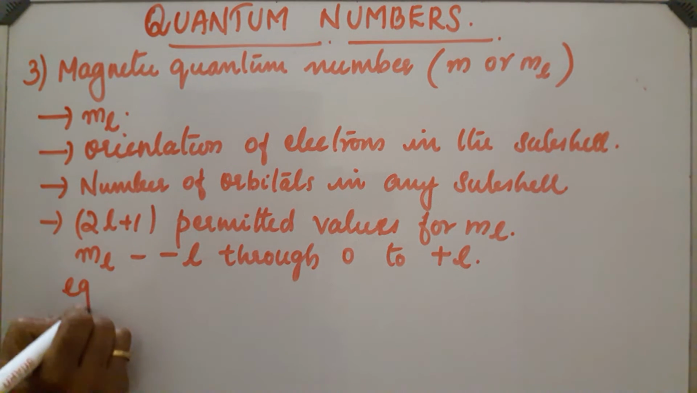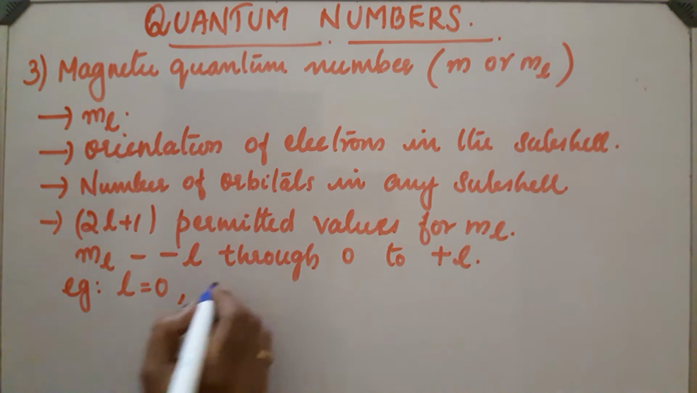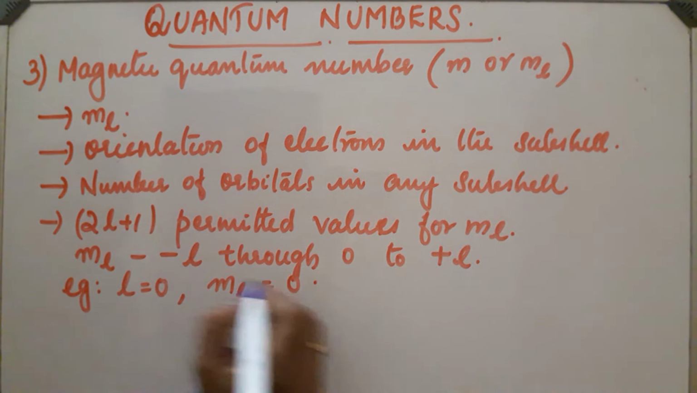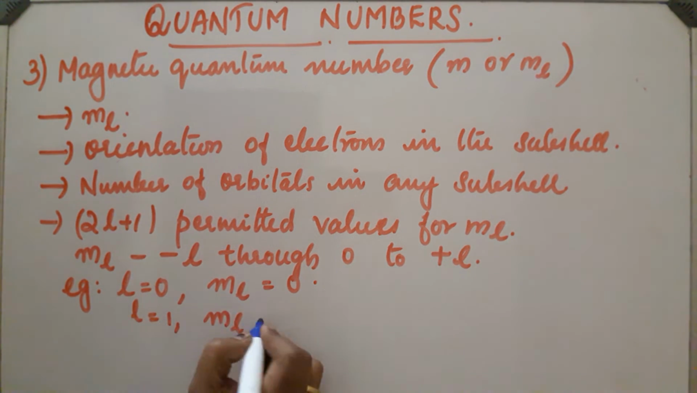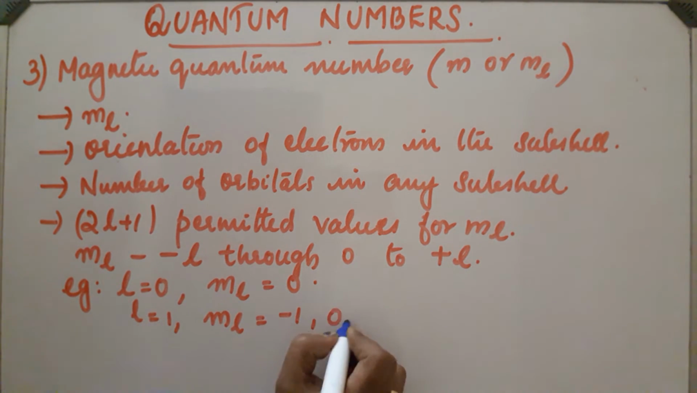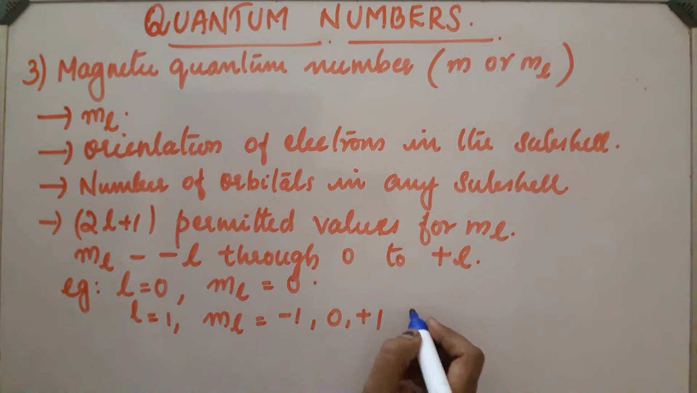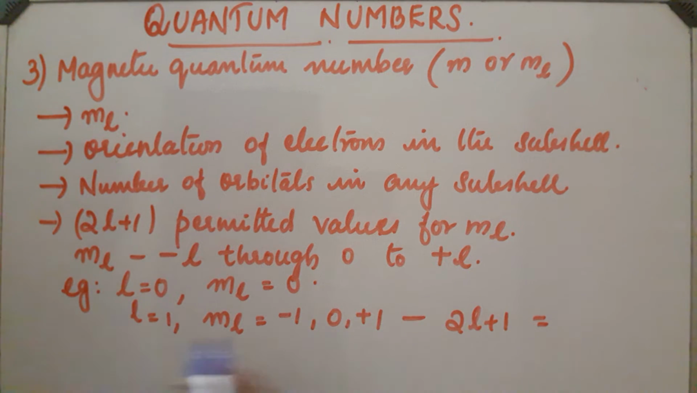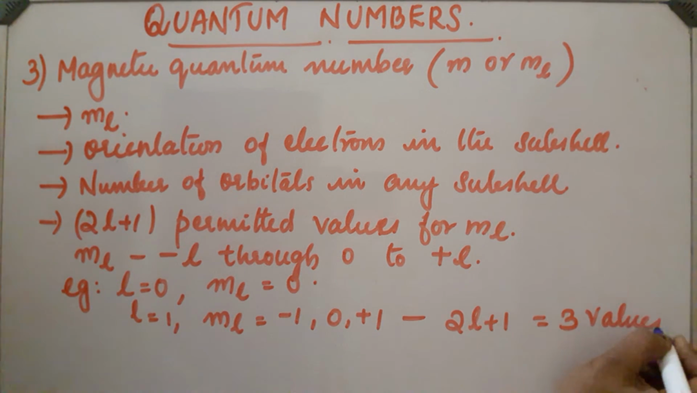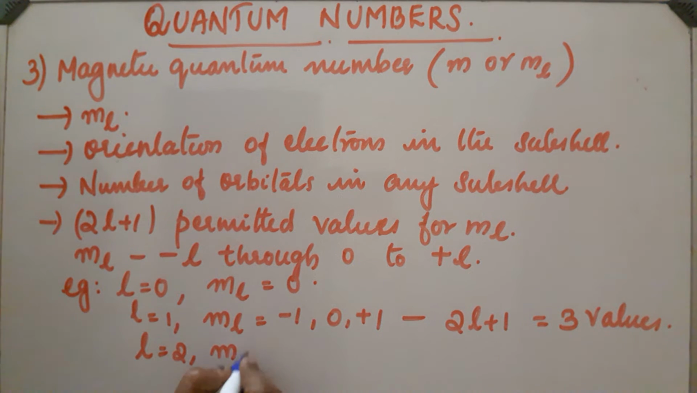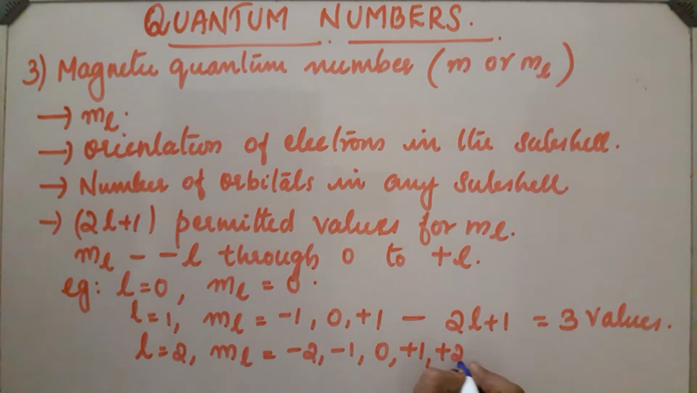So, let us take one example. L is equal to 0 means ML is equal to 0. Now, if L is equal to 1, ML will have minus L, 0, plus L. So this contains 2L plus 1 values, that is, L is 1, so 3 values: minus 1, 0 and plus 1. Next example, if L is equal to 2, then ML will be minus 2, minus 1, 0, plus 1, plus 2. So 2L plus 1 gives 5 values. Like this, we can find the ML values, which depend upon the value of L.